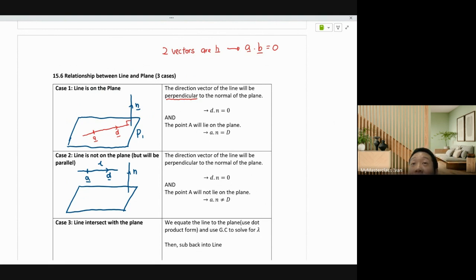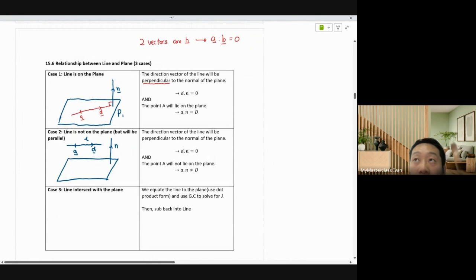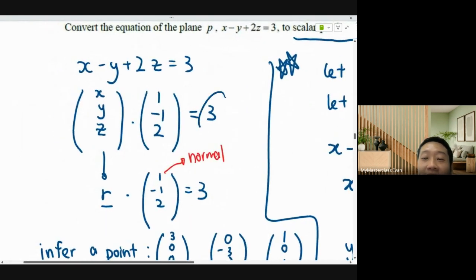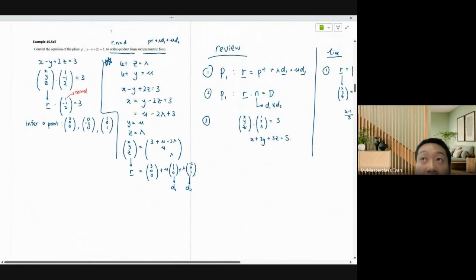So remember just now, Angelina told me 0, 0, 2. I tried to dot it and it's not equal to 3, right? So as long as you dot and it's not equal to the constant there, it means it does not lie on the plane. The number that is behind, like there, this is the D. This is the constant. Verify that this point is on the plane.